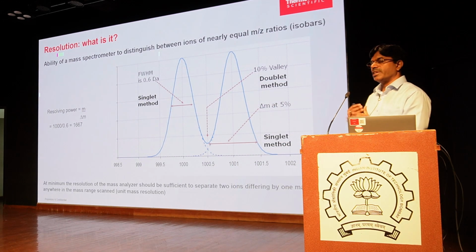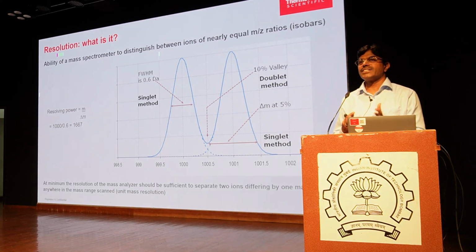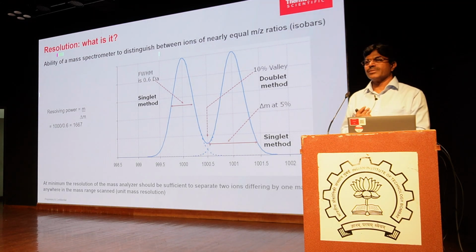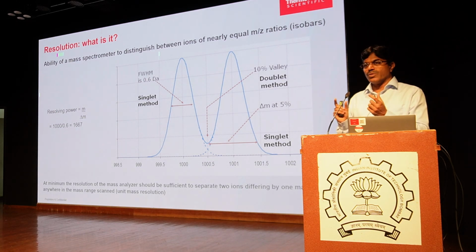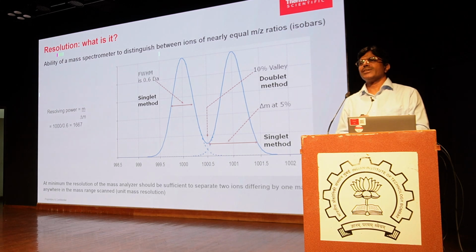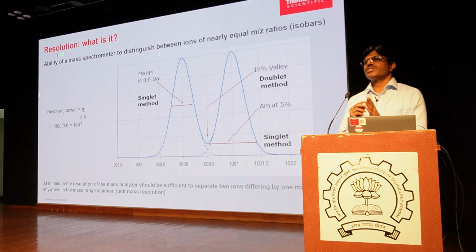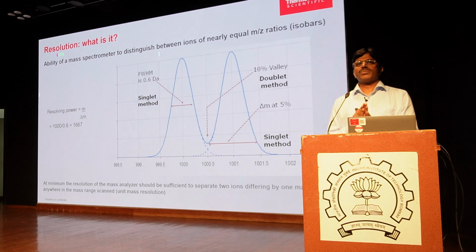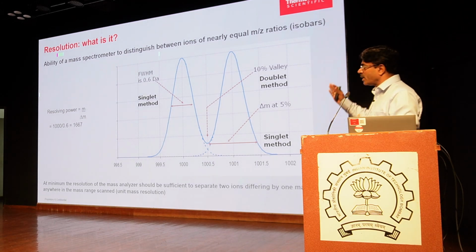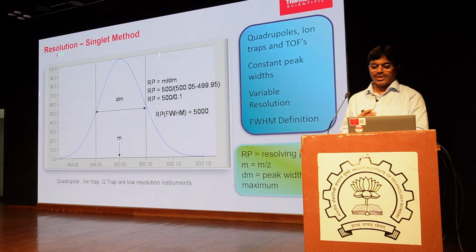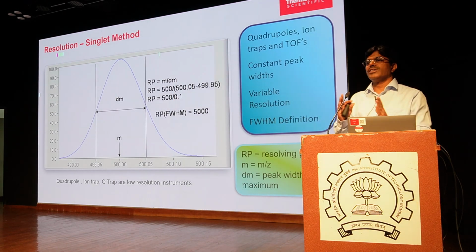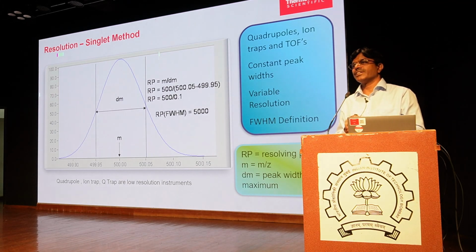But there is also a different mass spectrometer called the magnetic sector, which uses a doublet method, normally used for high resolution. When you have two peaks of nearly equal masses, the valley between them should be at least 10%. This is called the 10% valley definition. But most mass spectrometers use the singlet method, which uses peak width at 50% of height. So this is what we are going to use for all the mass specs. If you are talking about time of flight or Orbitrap, which we are going to discuss, they use the singlet method.